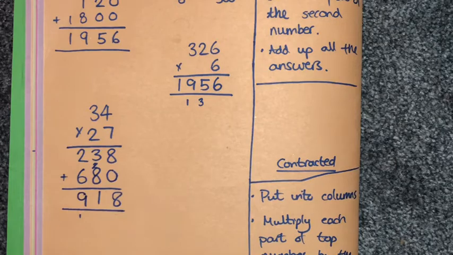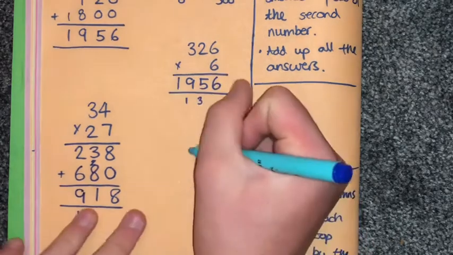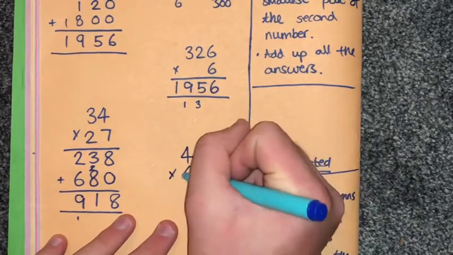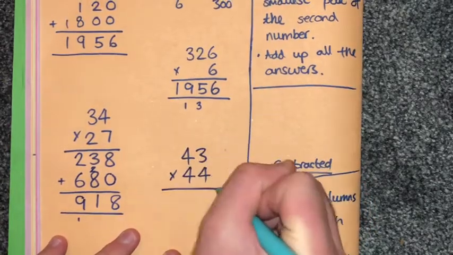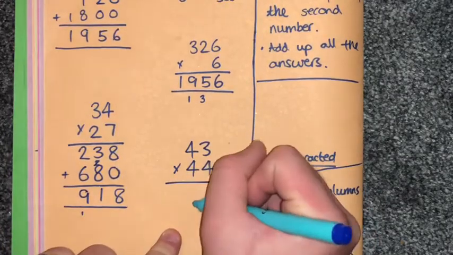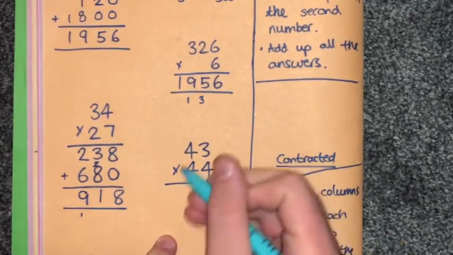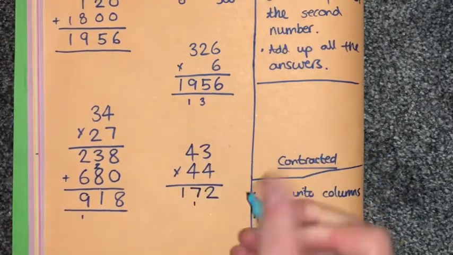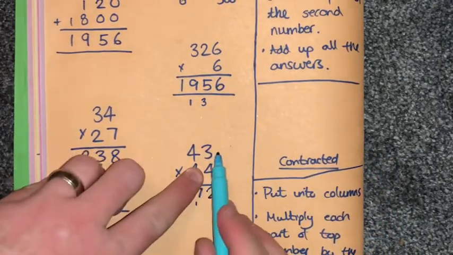Go through it again if you want to. Actually, I'll do one more quick one. So let's say we've got 43 times by 44. So, using contracted methods, I'm going to do 4 times 3, which is 12. I'm going to do 4 times 4 tens, which is 16 tens plus that one, 17 tens. So I've done 43 times 4.